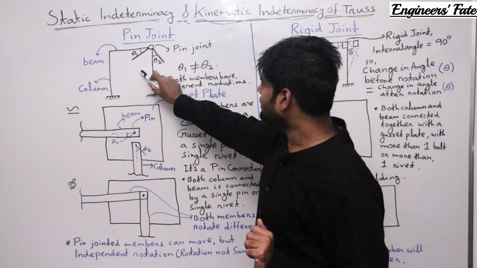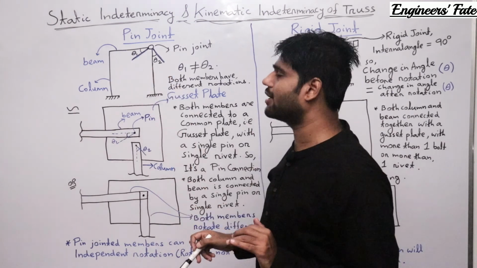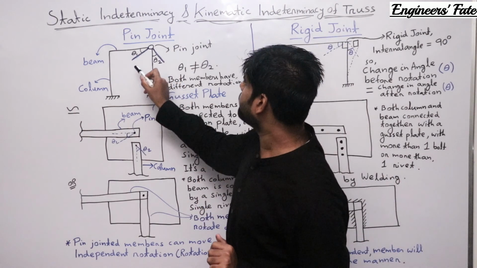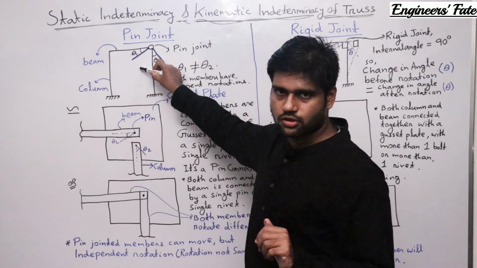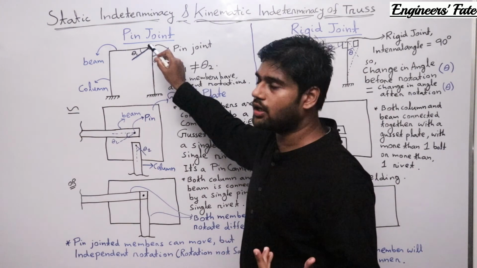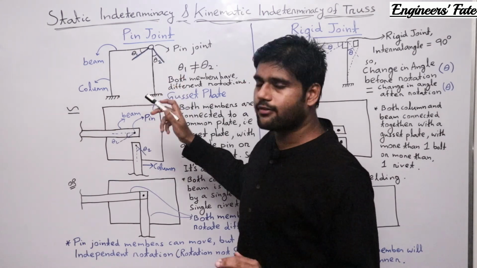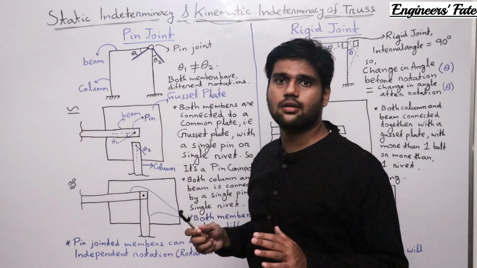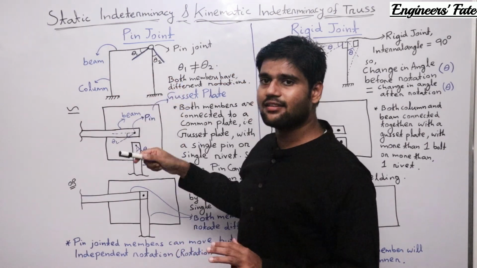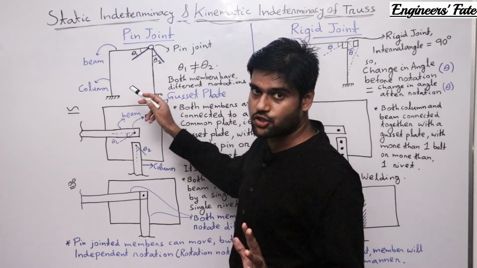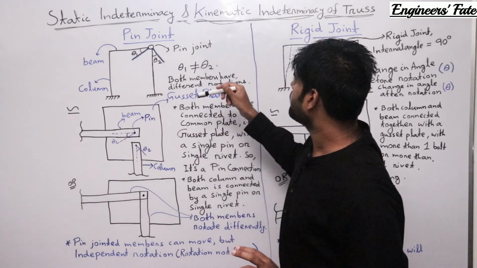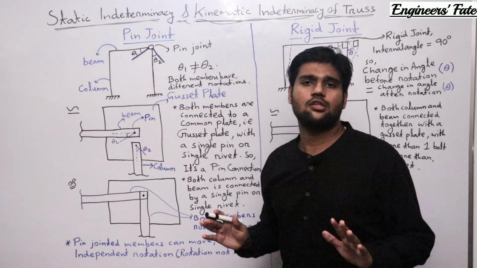Suppose this frame or this structure undergoes some loads and deformations. If this structure undergoes some load or deformations, how will this pin joint deformation occur? Both beam and column will deflect, though this is a pin joint. If load comes, both beam and column will deflect, and the rotation of the beam will be theta 1 and the rotation of the column will be theta 2. But both rotations will be different.